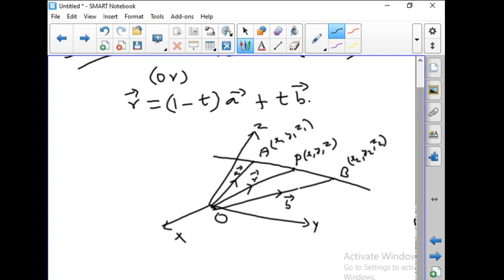So the given one is the vector equation in the parametric form. So what about the non-parametric vector equation? So this is parametric. Now we will see the non-parametric vector equation.